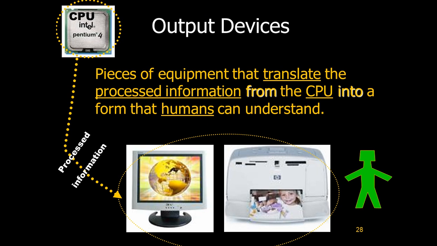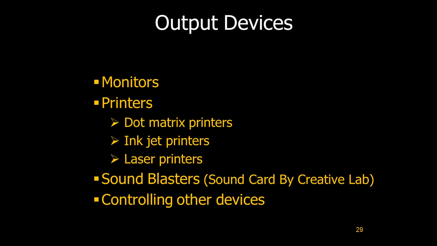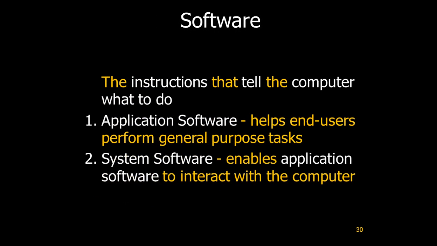Output devices are pieces of equipment that process the information from the CPU into something humans can understand. As I said earlier, when you enter A, that A will be changed into machine language using a combination of 8 bits, or binary, and then later be changed back into human language. Examples of output devices are monitors, printers, sound blasters, and those which control other devices.